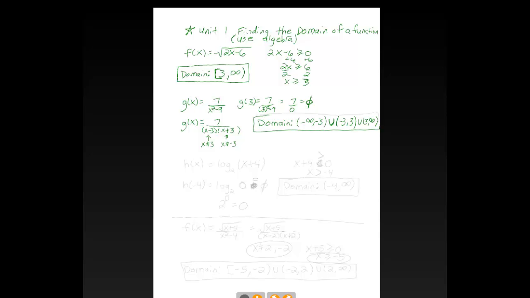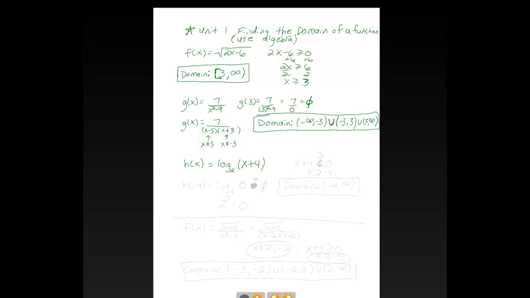So that right there, that's a fancy way of saying all x values are good except negative 3 and 3. Okay, let's keep going here. How about we'll look at the function h of x equals log base 2 of x plus 4.